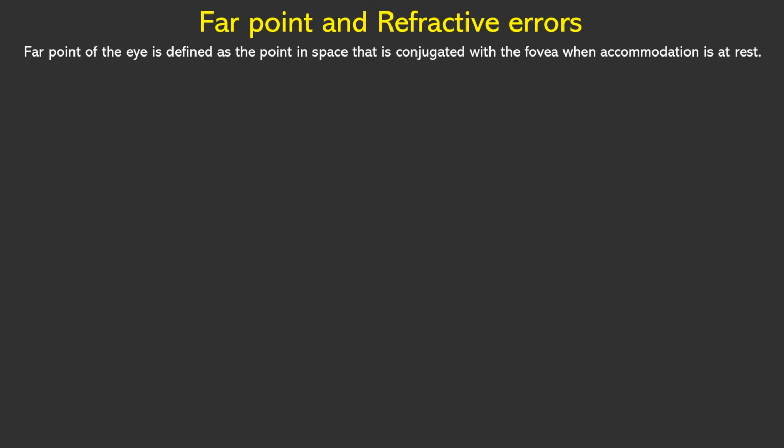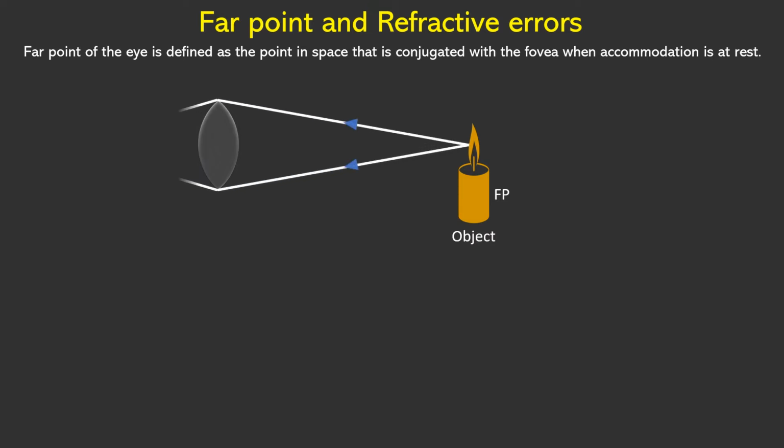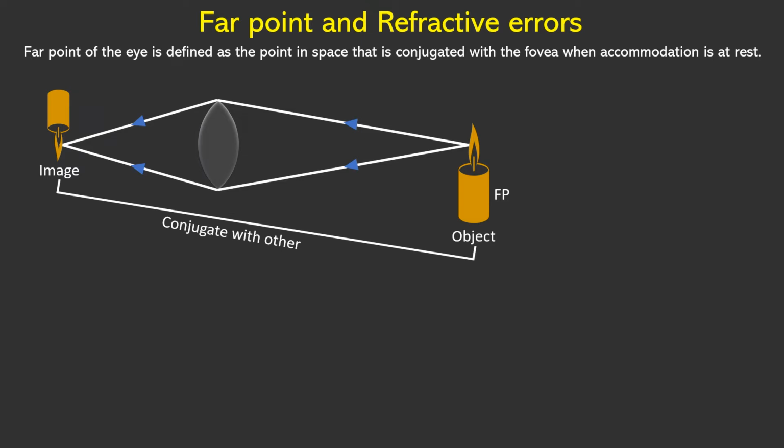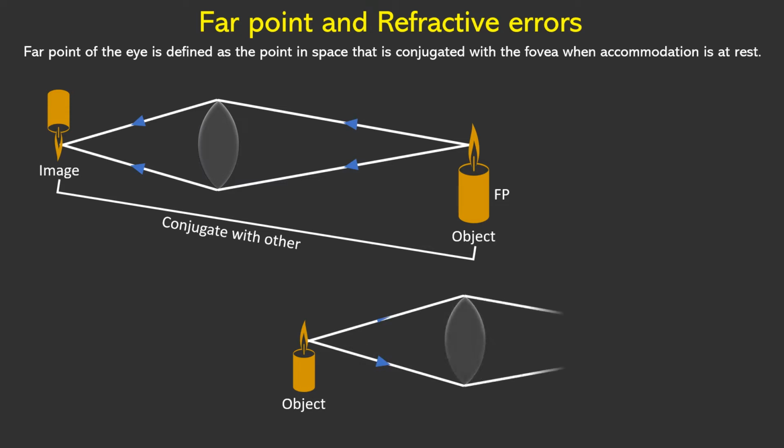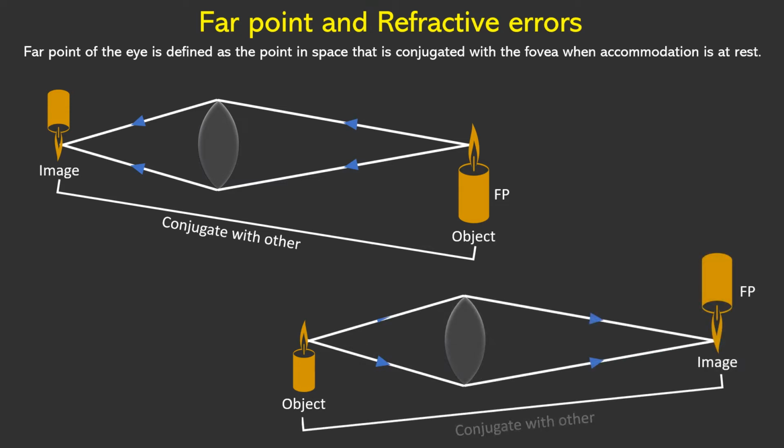Let's understand this with an example. Here we have a luminous object at the far point and a lens. When rays of light pass from this luminous object through the lens to create an image on the other side, we say that the object and image are conjugate with each other, because when we move the luminous object to the image point, the rays coming out from the luminous object pass back through the lens and focus at the previous location of the object, which we call the far point, fulfilling the conjugacy reversible relationship. So if we know the position of the far point, we can calculate the power of the lens.